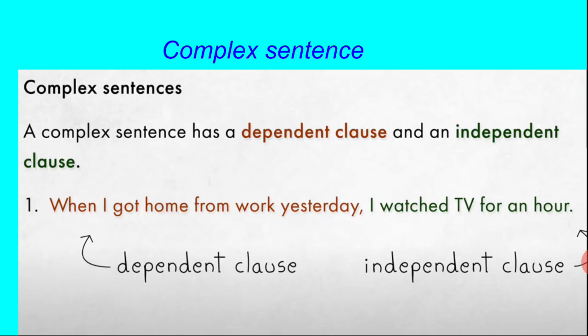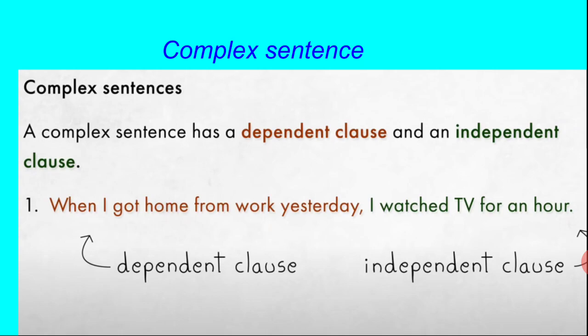A complex sentence has a dependent clause. Dependent clause means what? It has a subject, it has a verb, but it brings incomplete meaning. That is why it has to depend on the main clause. That is why it is called a dependent clause. So a complex sentence has two different clauses. See, one dependent clause and the second one is an independent clause. So I have given you an example.